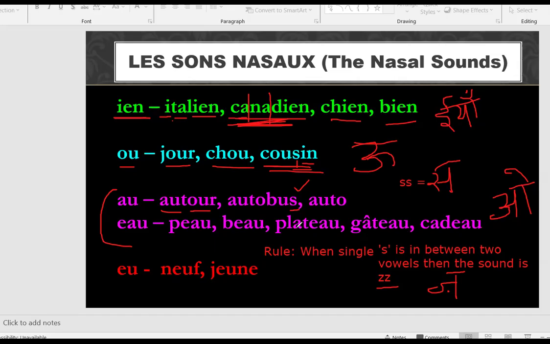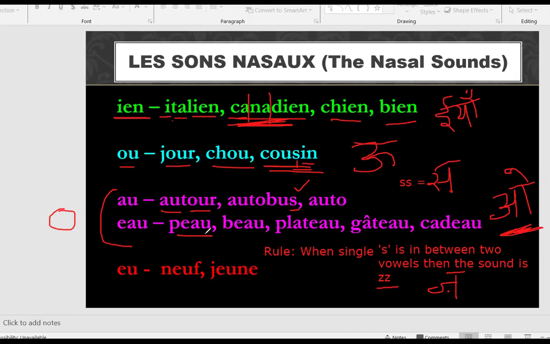For. Again, for. What is the sound of this? EAU? O. It's not the Hindi O, it's simply O, the English O. It will sound different.